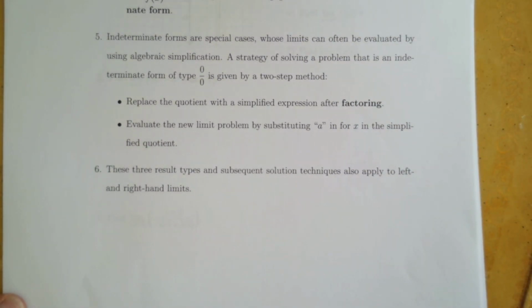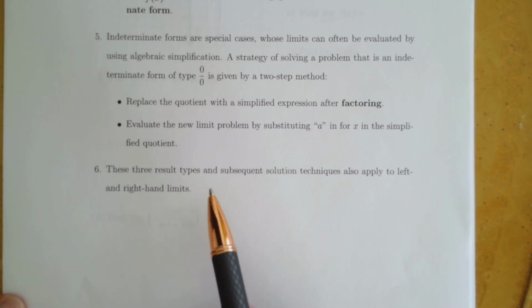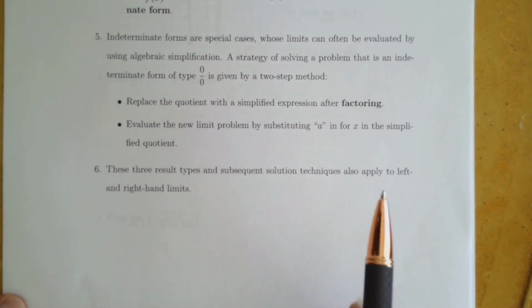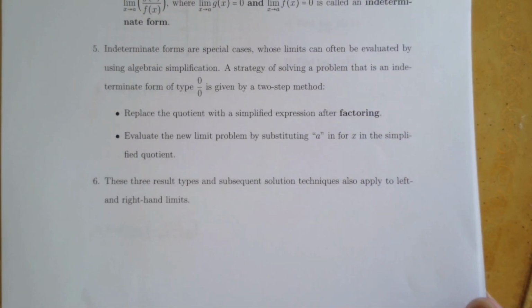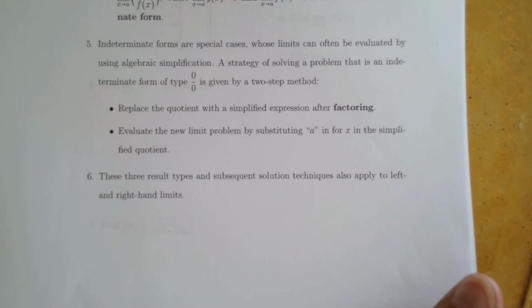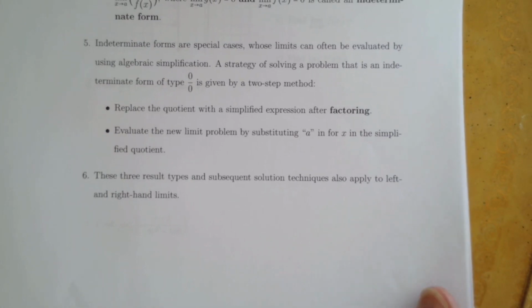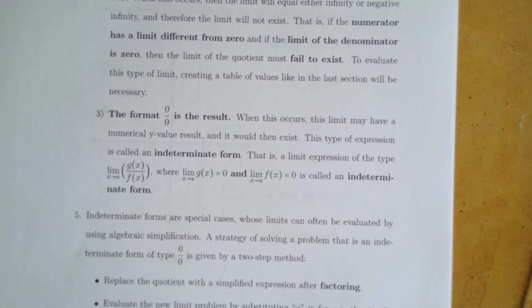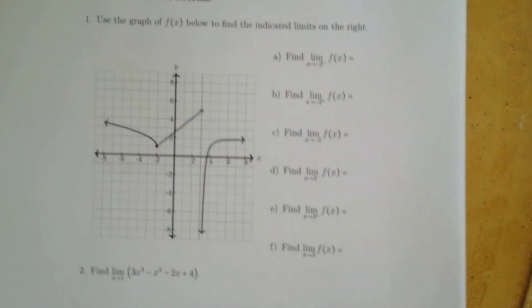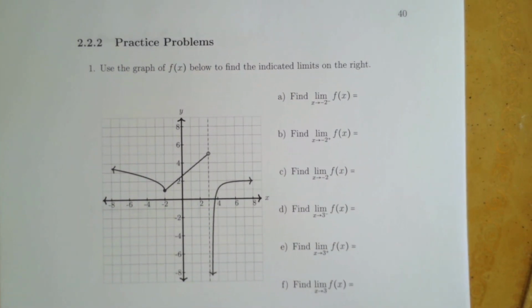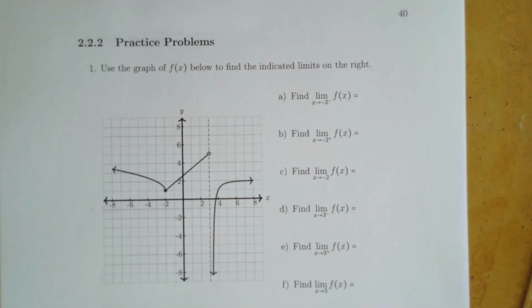All right, and lastly, number 6. These 3 result types and subsequent solution techniques are also applied to left and right-hand limits. So anything that we can do with a regular limit, we can do when it's a limit that approaches from the left or the right side. So same techniques no matter which way we're doing that. All right, so let's look at some problems. We're going to start with the graphs again. Kind of look at that. This is good practice for paying attention to the notation and what kind of limit we're looking for.